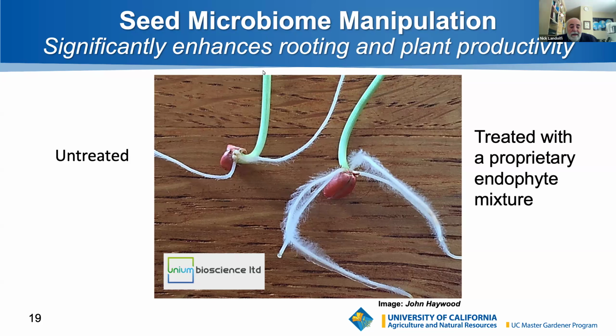You can see the astonishing difference post-germination. While the untreated seed has visible hairs, they are dwarfed by those on the treated seed's roots. In addition, the treated seed has twice the number of lateral roots as does the untreated. Unium has data indicating that this translates into an increase in both above and below ground biomass, as well as crop yield.